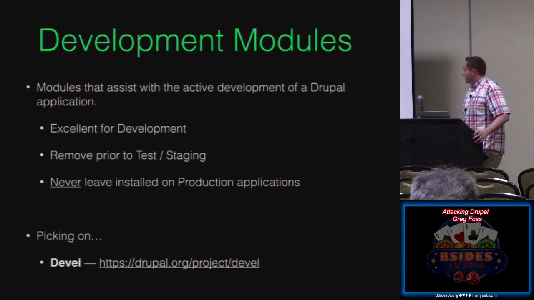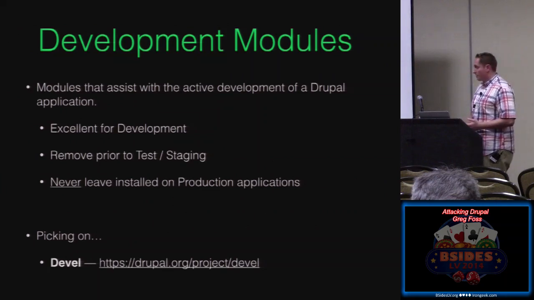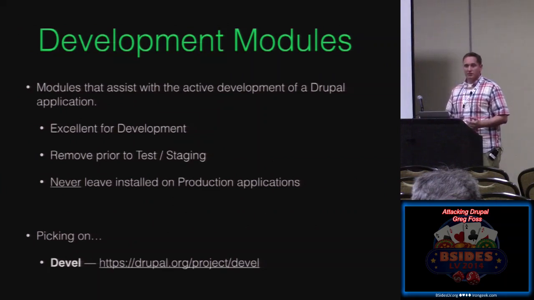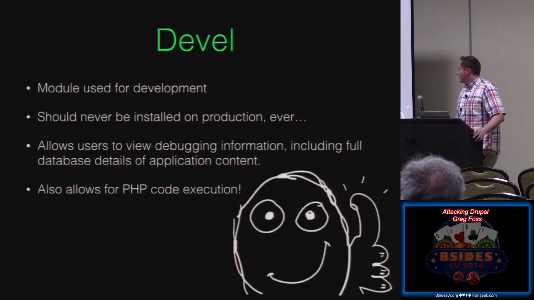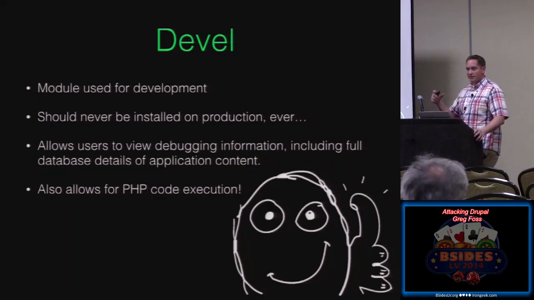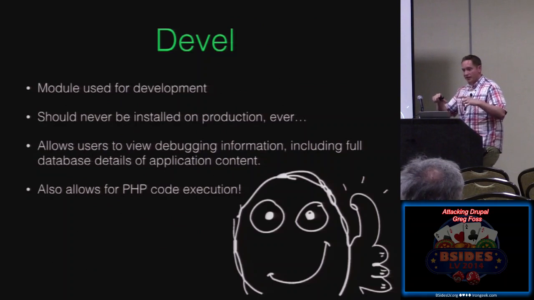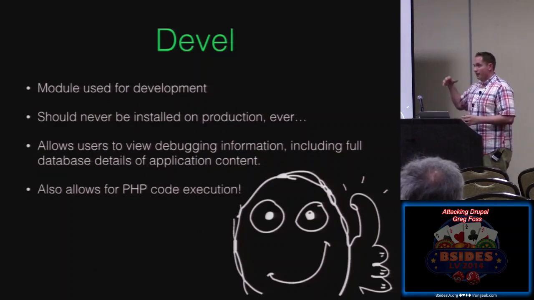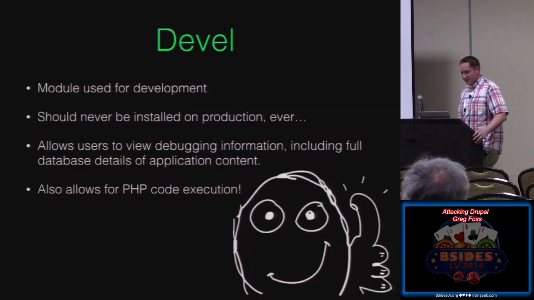The next thing I want to talk about is development modules, and more specifically, developers using these modules and leaving them enabled in production, and how we can leverage these to attack the application. These should always be removed before the site is promoted from dev to test to production. The module we're picking on is Devel. Has anyone here messed with Drupal and used Devel before? It's a nifty module. It will show you every single database detail of what you're displaying within the application on the page. So you bring up a user account, and it shows you all the back-end database info it has on that user account. I'll show you here in a minute why that is so bad.